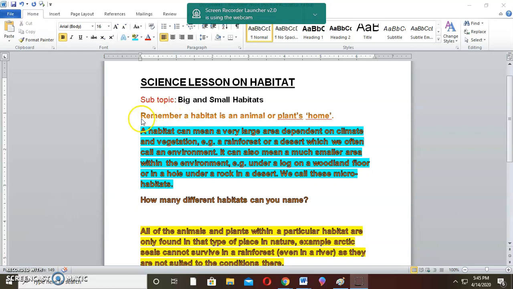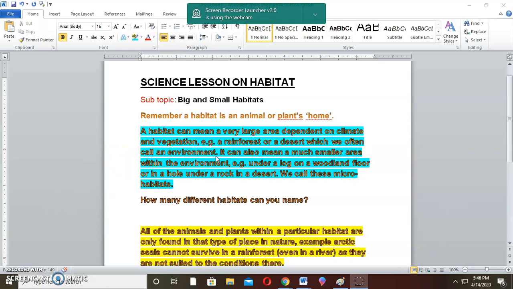So let's try and remember. Remember, a habitat is an animal or a plant's home. Okay? And we try to define a habitat. A habitat can mean a very large area dependent on climate and vegetation. For example, a rainforest or a desert, which we often call an environment.